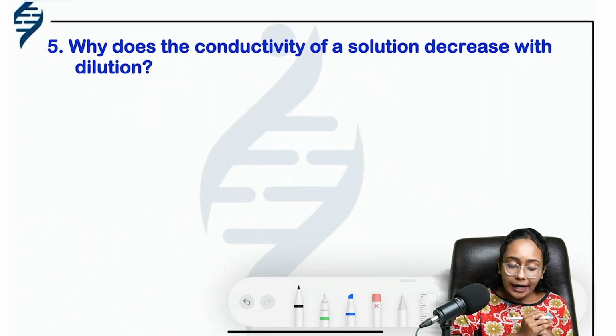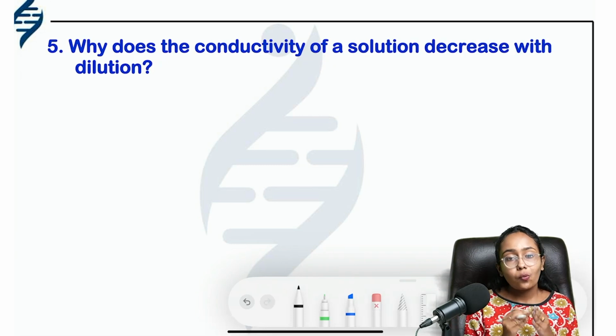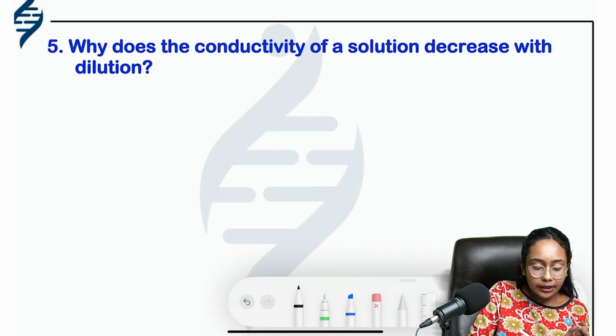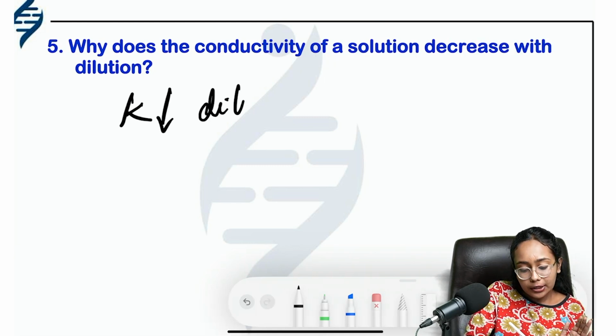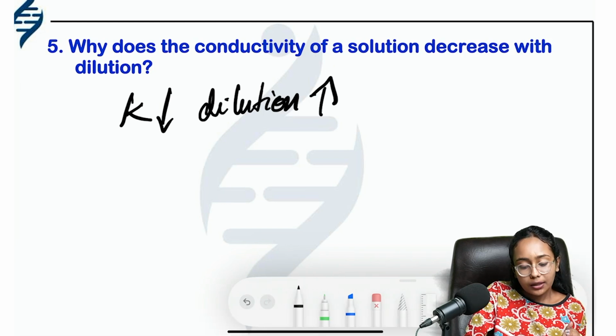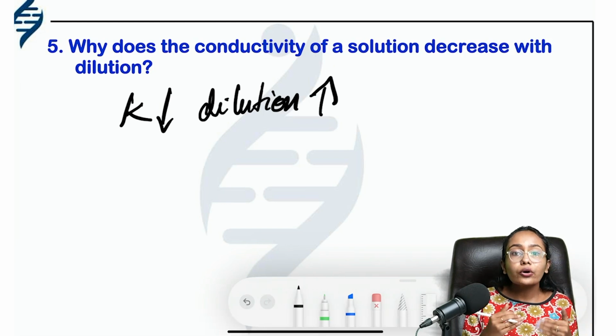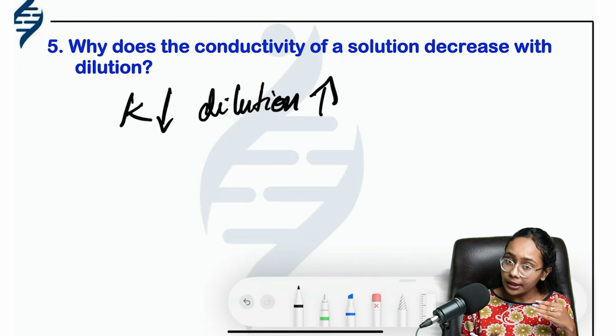Fifth question is, why does the conductivity of a solution decrease with dilution? Why does the conductivity K decrease with dilution? As we dilute a solution more and more, why does the conductivity decrease? Let's see.